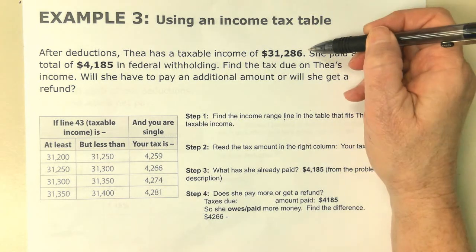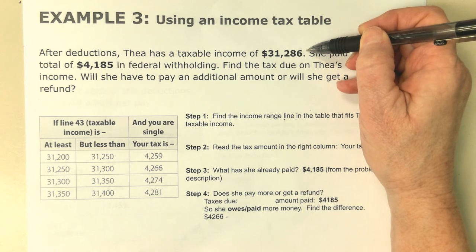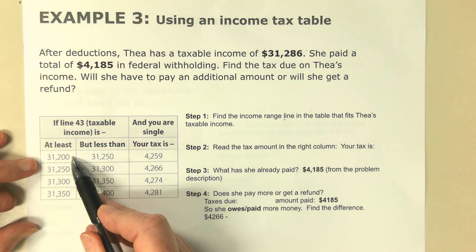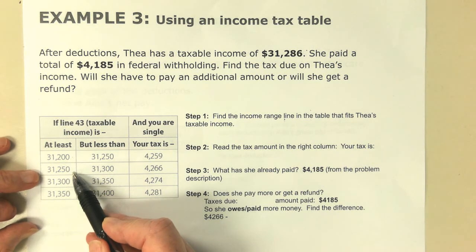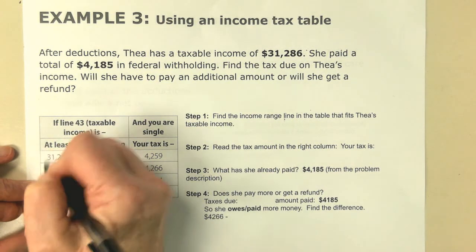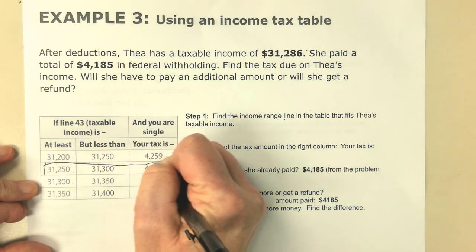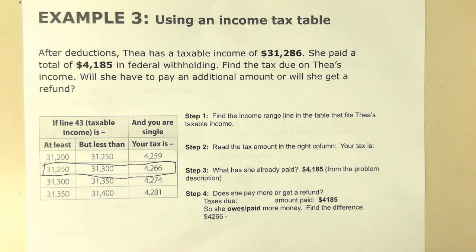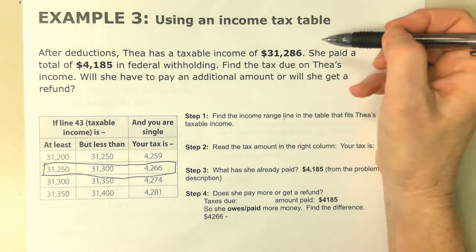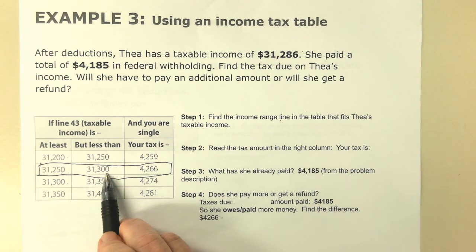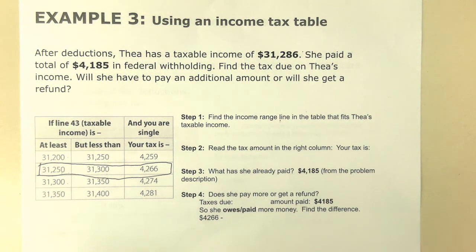So she was $31,286. We'll come over to the "at least" column. She's greater than $31,250, but she is less than $31,300. So we are looking at this range for her. All right, see, $31,286 falls between $250 and $300.